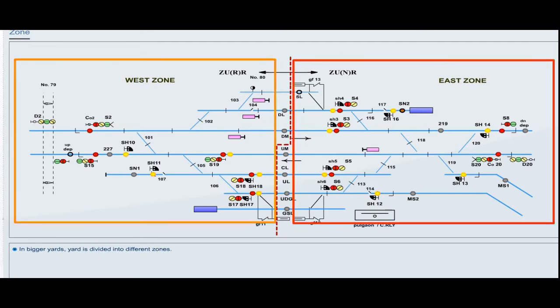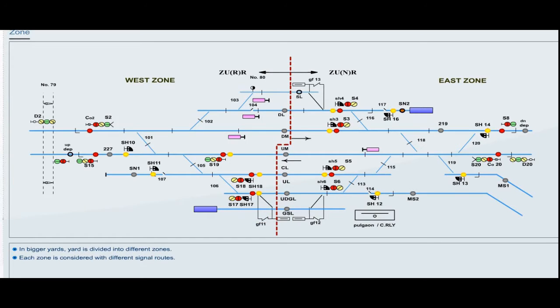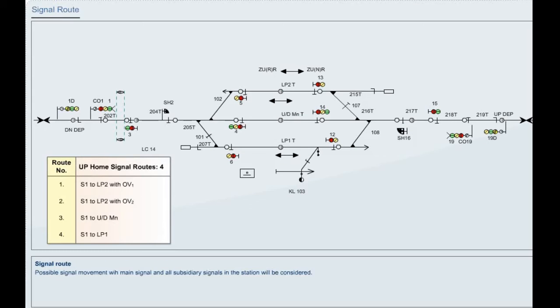Zone. In bigger yards, the yard is divided into different zones. Each zone is considered with all possible signal routes. Signal route. Possible signal movements with main signals and all subsidiary signals in the station limit will be considered. In signal routes, all possible movements on main signal and subsidiary signal in the station limit are covered.